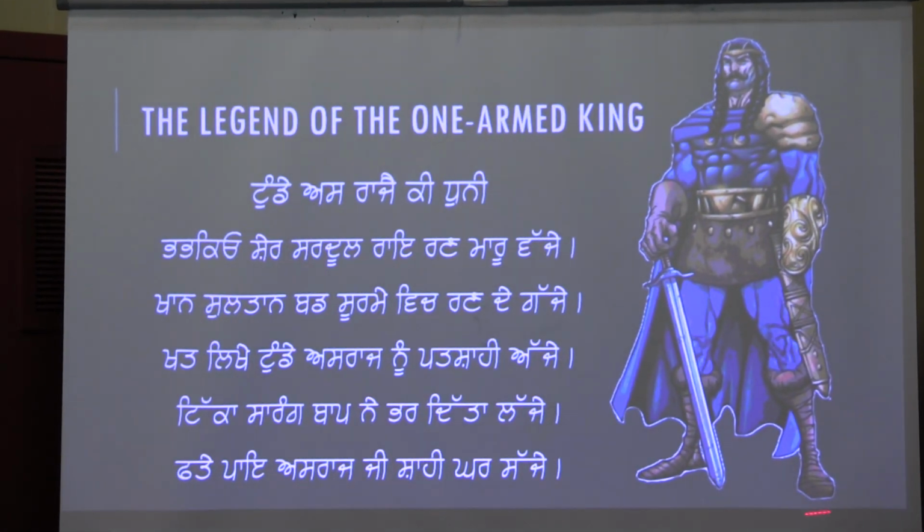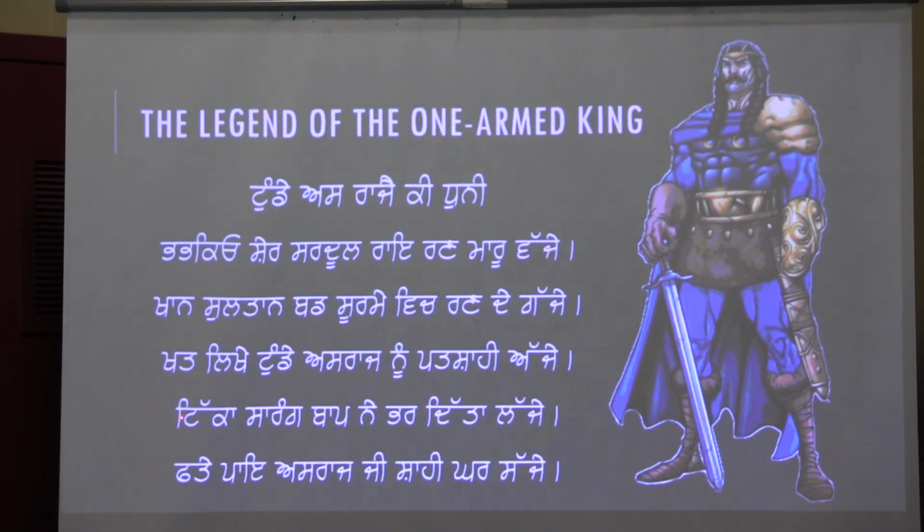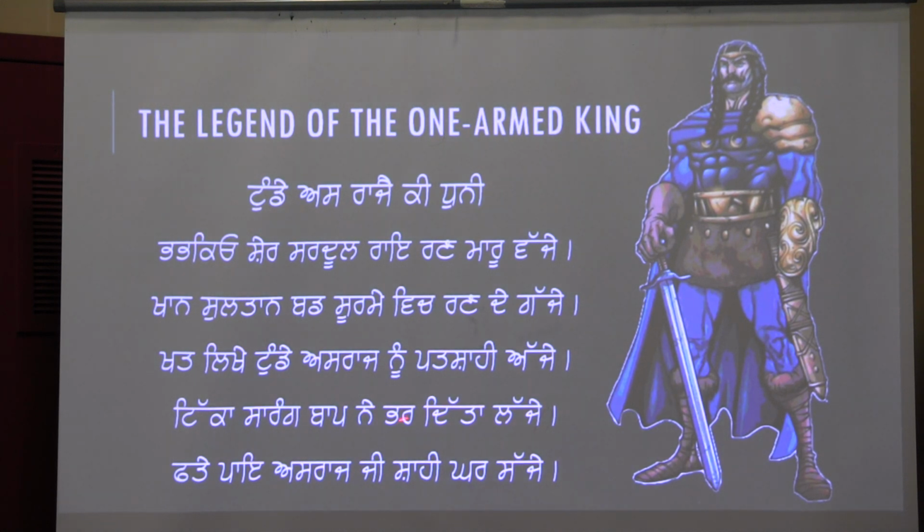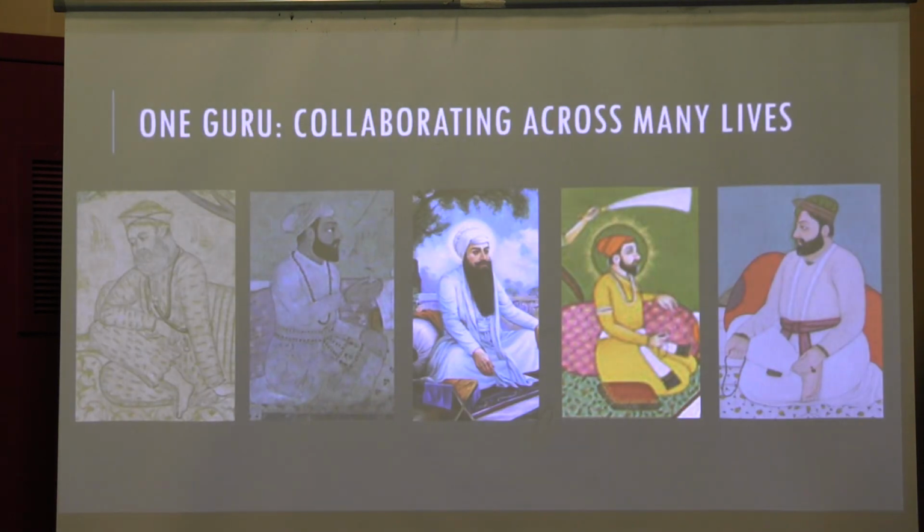So here you can see the basic outline of the story, right? That his father gave him the kingdom, that he got fateh, he won the victory. If you guys understand Punjabi, you can see that the story is told in this little excerpt of Tunde Asraji.